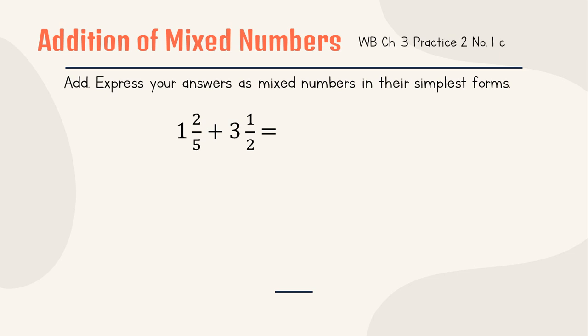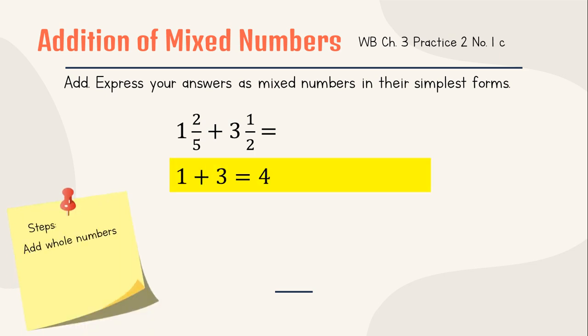10. Okay, that's all. First step, add the whole numbers. So 1 plus 3 equals 4. After that, add the fractions.